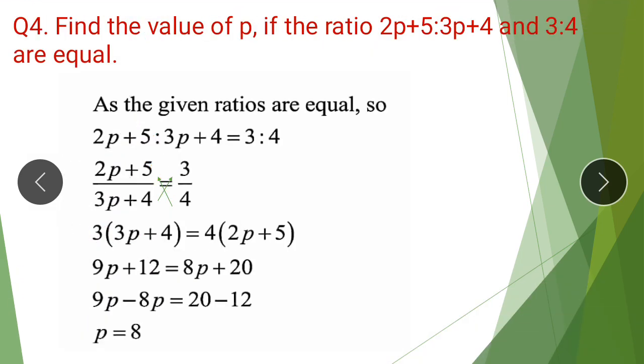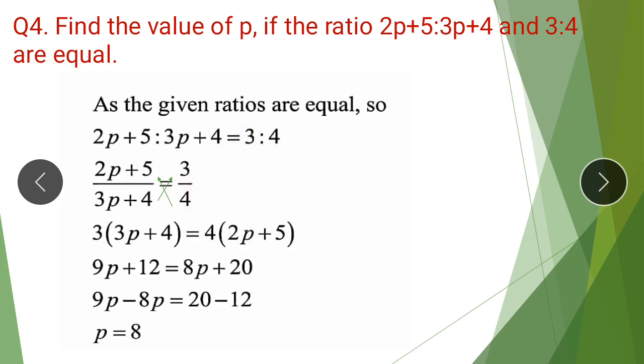Find the value of p if the ratio 2p plus 5 and 3p plus 4 and 3 ratio 4 are equal. We are supposed to find the unknown value here, given that these two ratios are equal. So we can write this ratio here, and since they are equal, we can put an equal sign in between. And for finding the value of p, it will be better if you write the ratio in fraction form, like 2p plus 5 over 3p plus 4, equal to 3 divided by 4.